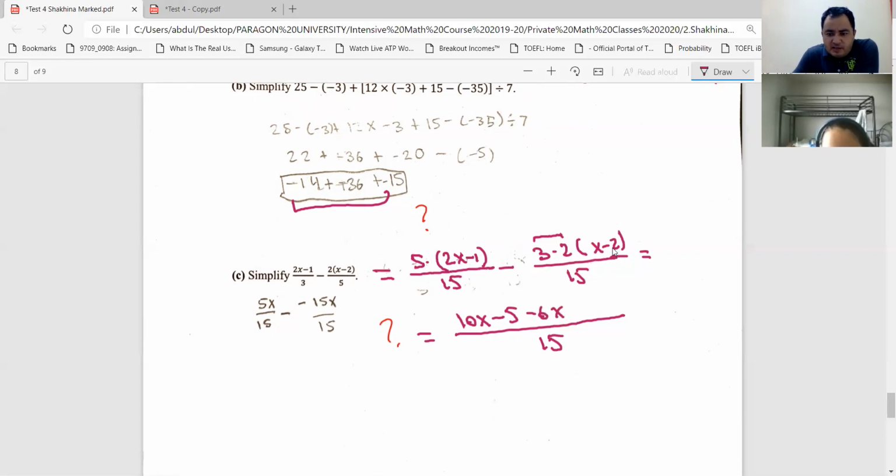Minus 6 times x, minus 6x. Minus 6 times minus 2. What is minus 6 times minus 2? That is minus plus, right? Plus 6 times 2, it is 12. So now we simplify. What is 10x minus 6x? That's 4x. Minus 5 plus 12. That is 7. Plus 7. Very good. Over 15. That's it.